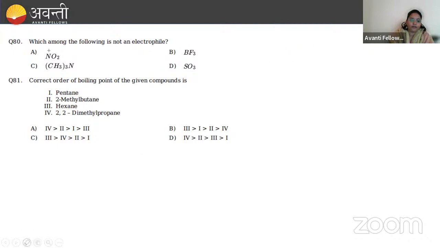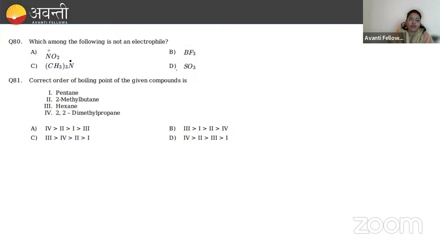Is BF3 an electrophile? Yes or no? Yes. SO3? Yes or no? NO2 plus, it is having a positive charge, so it is what? An electrophile. So all three, that is A, B, and D, are electrophiles.